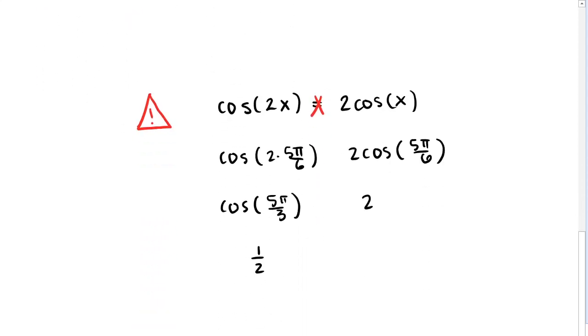And so this is 2 times negative square root of 3 over 2, and that comes out to be, well, that's a negative square root of 3. And so really this just goes to show that these are not equal. We cannot pull out that factor of 2. If we want to do anything involving cosine of 2 times an angle, we'll have to use our double angle identity if we're not familiar with what the value is already.